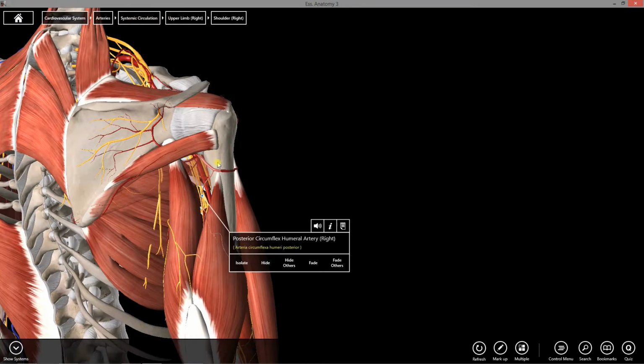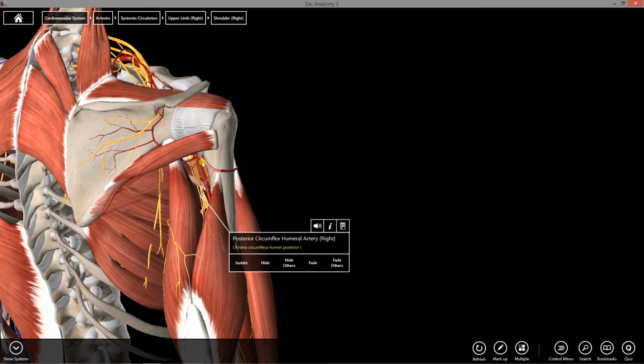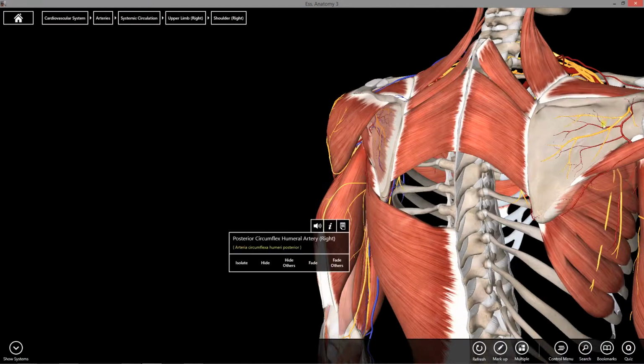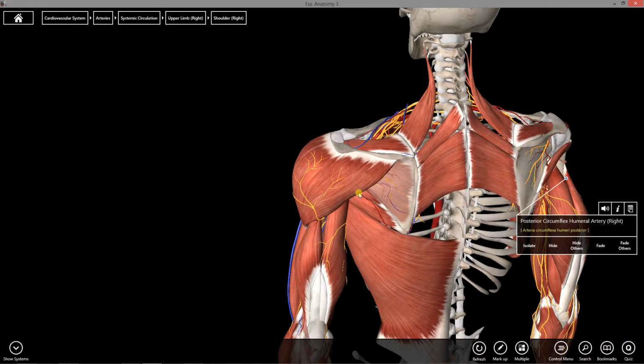And given that it wraps around the surgical neck of the humerus, if you damage the surgical neck of the humerus, there's a chance that you'll damage the posterior circumflex humeral artery and damage the blood supply to the deltoid muscle. Similarly, although it's not shown here, sorry, I'm just going to zoom out a bit and come back to the deltoid side, or the left side of my model.